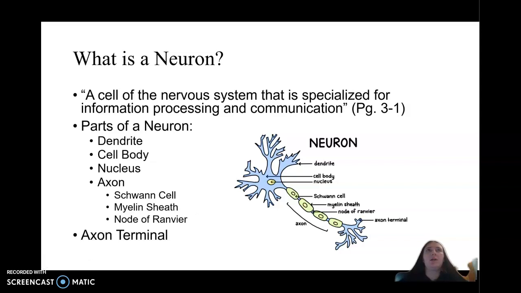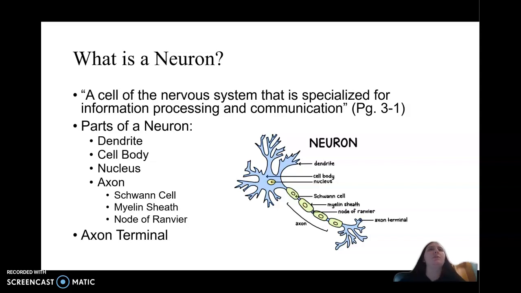A neuron is a cell of the nervous system that is specialized for information processing and communication. There are 5 major parts of a neuron with 3 subparts. Dendrites receive information from other neurons and transmit electrical signals towards the cell body.